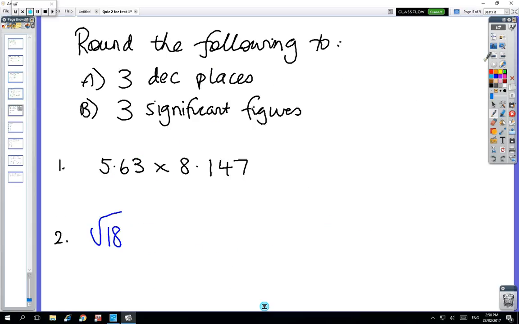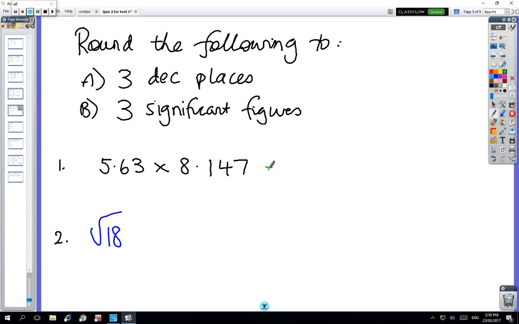Okay, round the following to 3 decimal places and 3 significant figures. So pause, and when you're ready, come back live. Okay, you might be back. Hopefully you are. 8.147. Okay, 5.63.